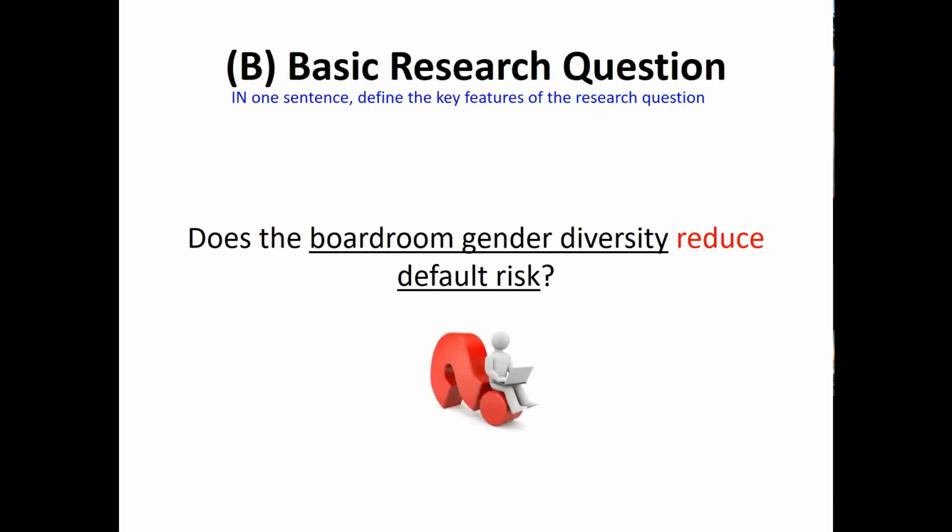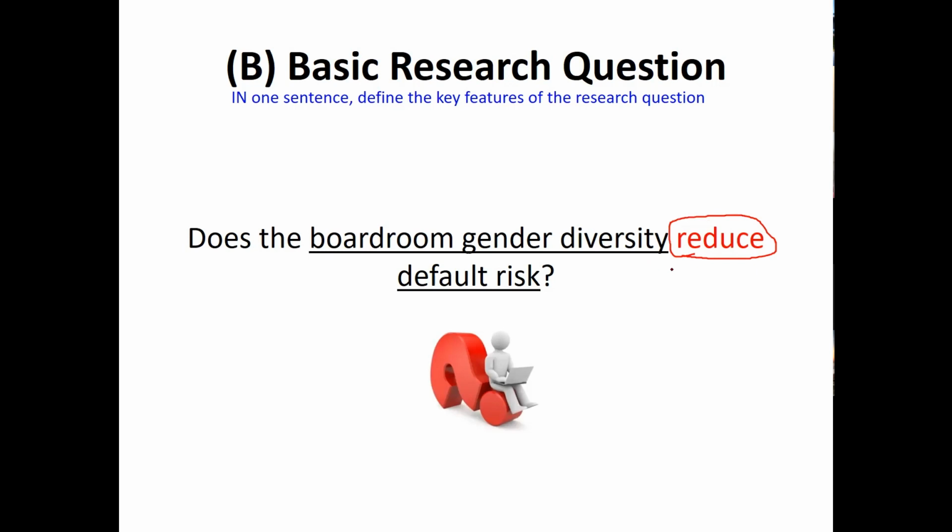But when it comes to the research question, I have made it a bit more specific. So I have mentioned, does women boardroom gender diversity reduce default risk? Okay, so it is also recommended that the research question should be neutral. So it can be like, does boardroom gender diversity affect default risk? Then it becomes neutral. But what I have done, I have made it a bit specific. I've said that there should be a negative relationship between boardroom gender diversity and default risk.